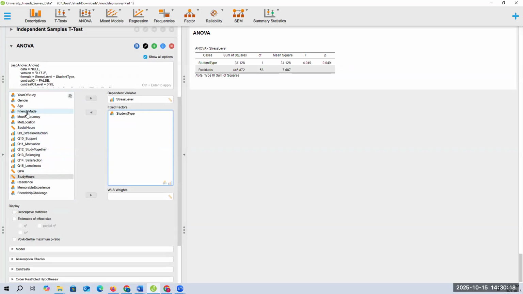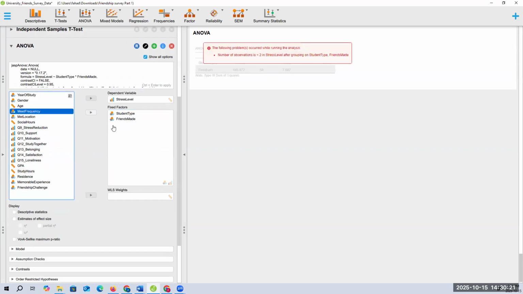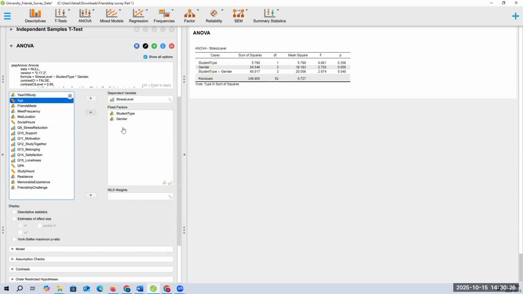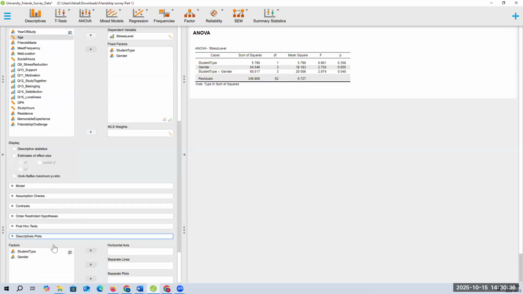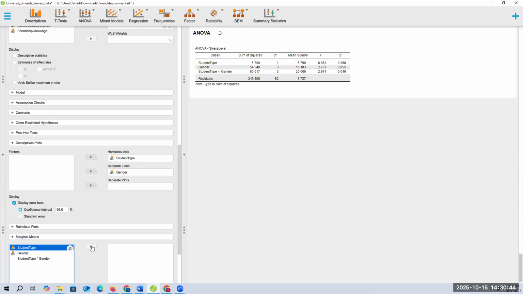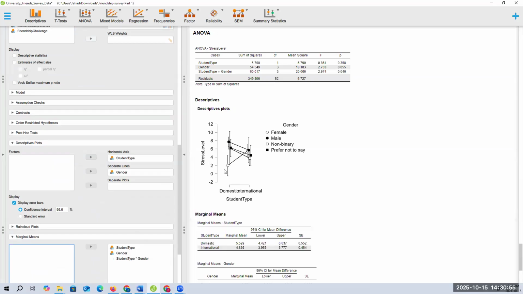Does gender have any significant effect? Actually, gender does. So student type times gender. And we can look at the marginal means here, which is very helpful. Student type, gender, and display marginal means. And what do we see?